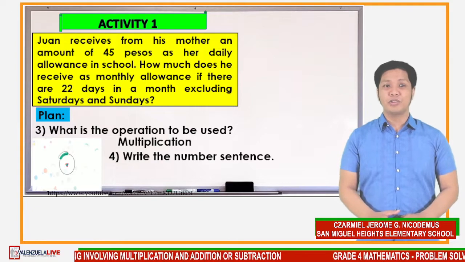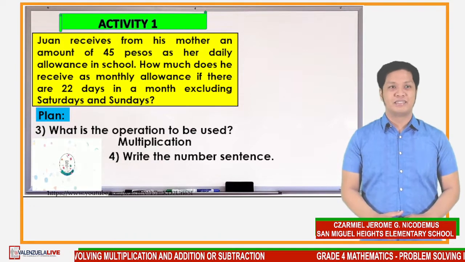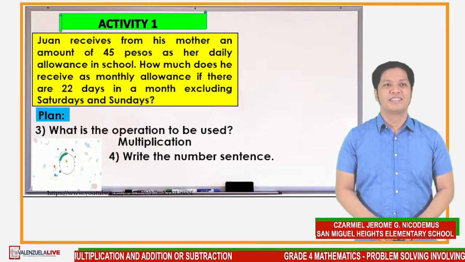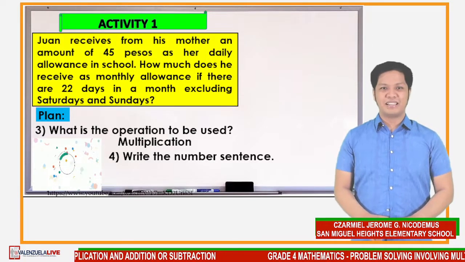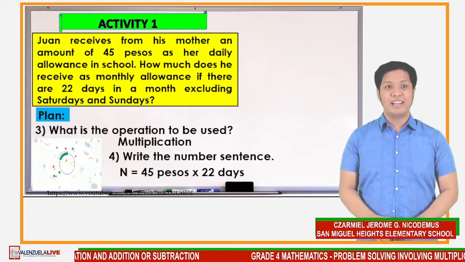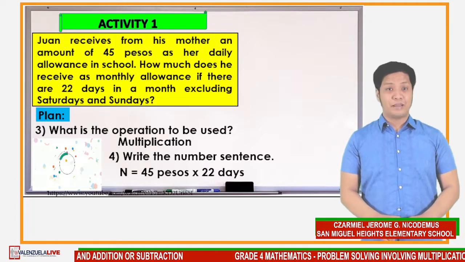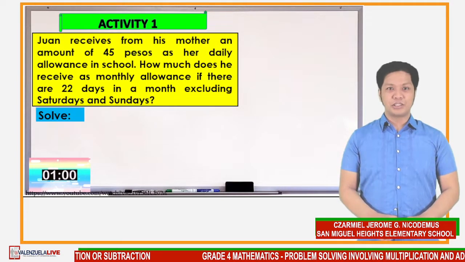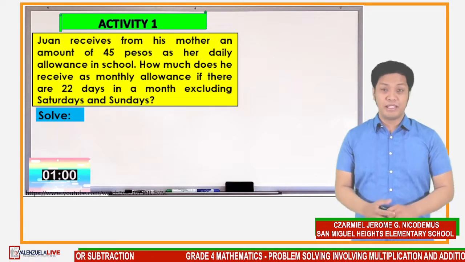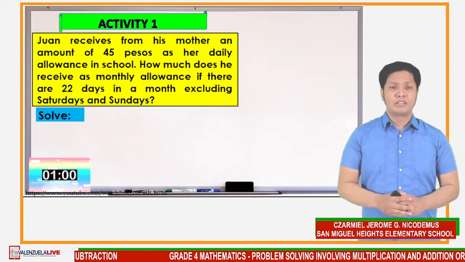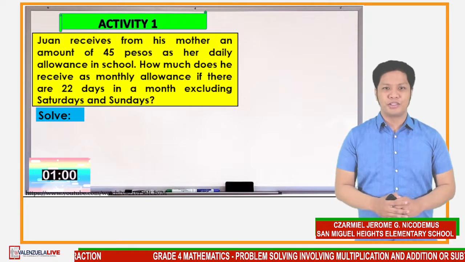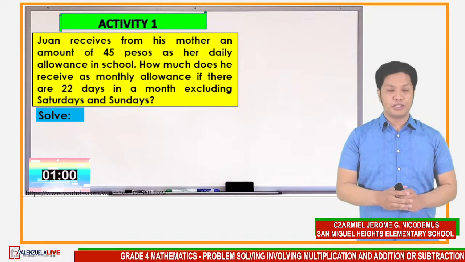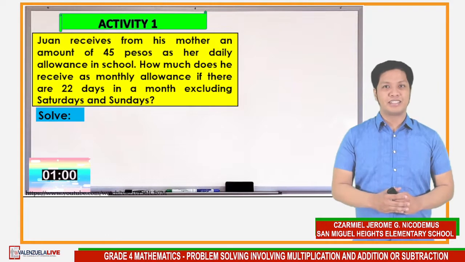So this time we need to write the number sentence. The number sentence is N equals 45 pesos times 22 days. For the last question, for this activity, let us solve the problem. Solve for the answer and show your solution. This time, I will be giving you 60 seconds or 1 minute to answer. Your time starts now.